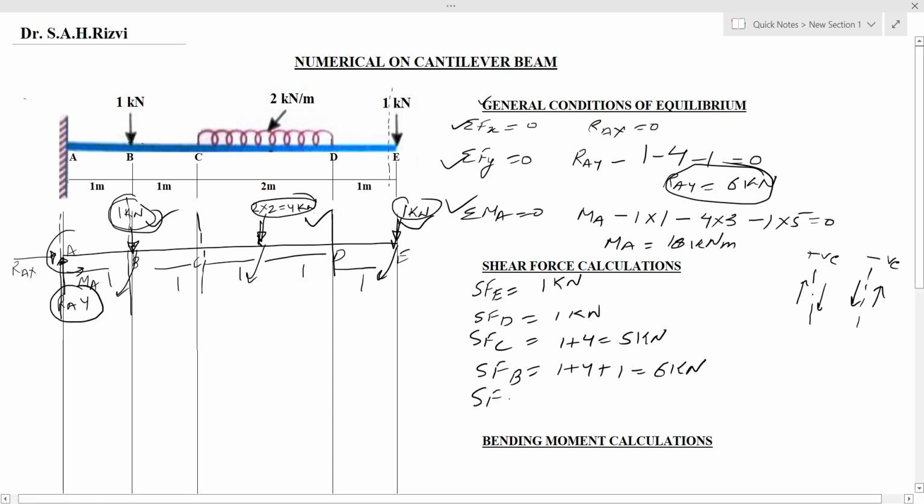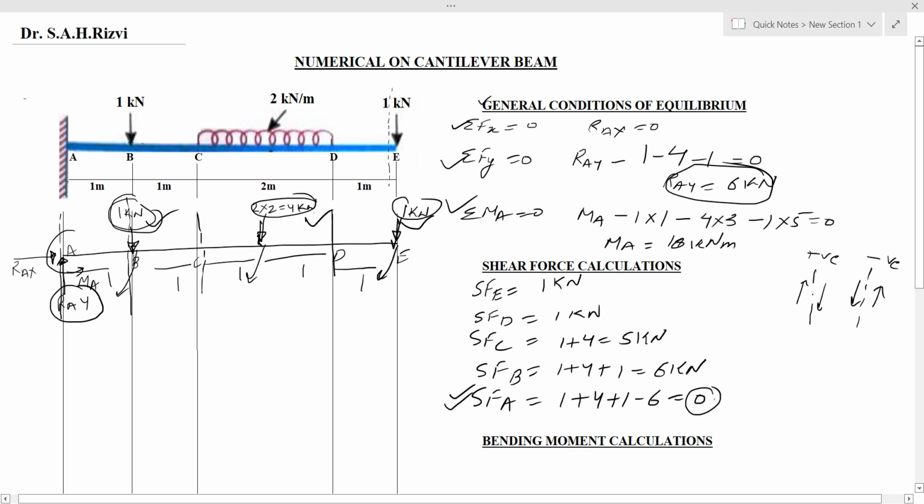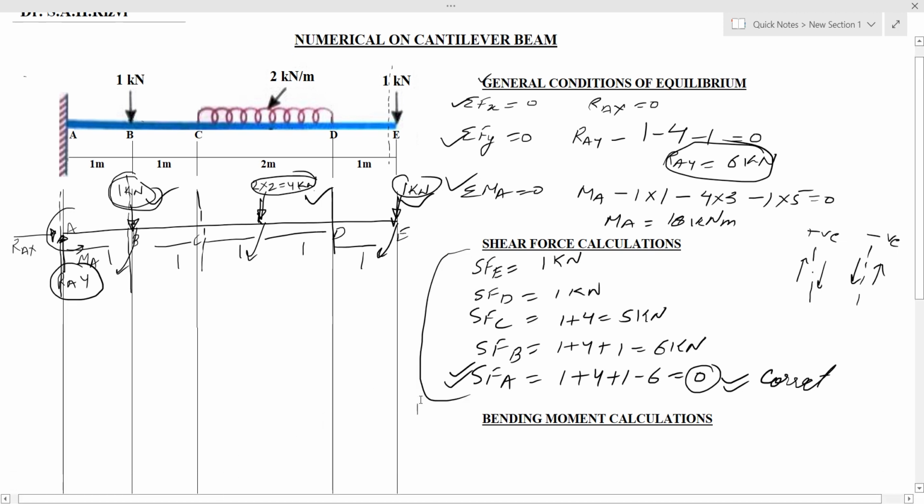So shear force at point A will be equals to 1 plus 4 plus 1 minus 6, and it will be 0 Newton. And this must come 0 because when we are solving the shear force diagram and we do the calculation for shear force, the last point shear force must be 0. It will prove that our calculations are correct. We have done the calculation for shear force over the beam. Now we will move on to the bending moment calculation.